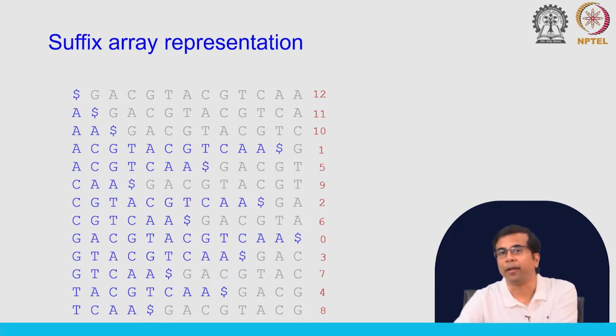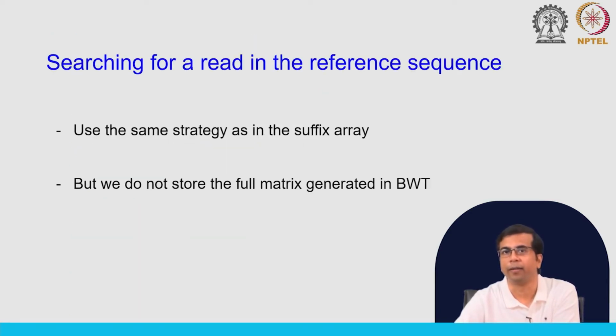But if you remember, in the Burrows-Wheeler transform we do not store the matrix, right? Storing the matrix will defeat our purpose of saving space. If you store the matrix, it will take up too much space, but we do not want that. What we store is the last column, and we can recreate the first column out of the last column. So, this is the maximum data that we store. So, we cannot use the suffix array method. We cannot use a binary search because we do not store the full matrix that is generated in this Burrows-Wheeler transform.